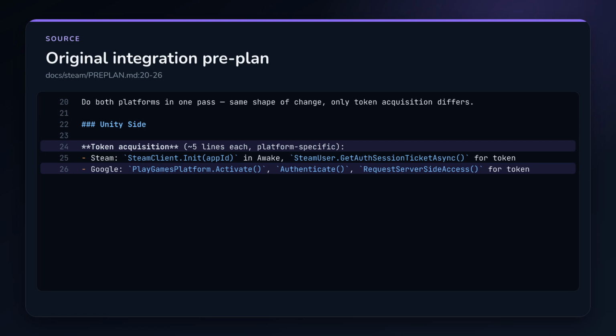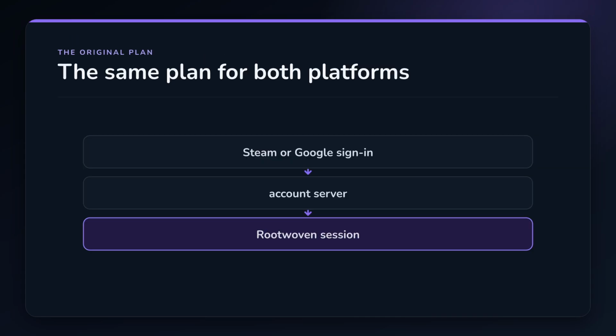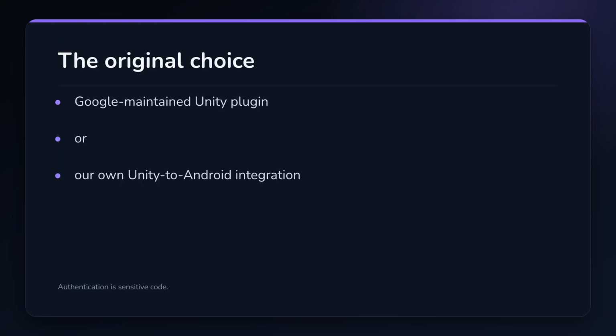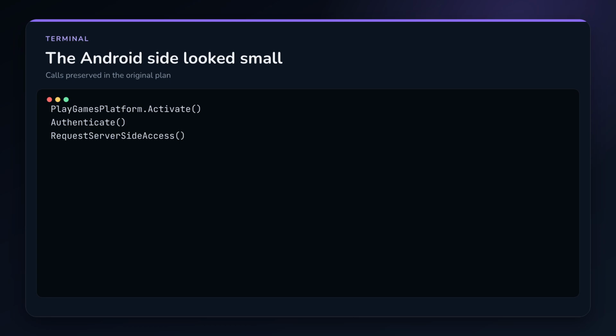On Android, Google already maintained a Play Games plugin for Unity. Instead of building and maintaining our own bridge between Unity and Android, we could install that plugin and make 3 main calls: activate Play Games, authenticate the player, and request server-side access. Authentication is sensitive code. We did not want to recreate Google's account UI, handle credentials ourselves, or maintain an Android integration if Google already maintained one. The plugin worked exactly as designed.